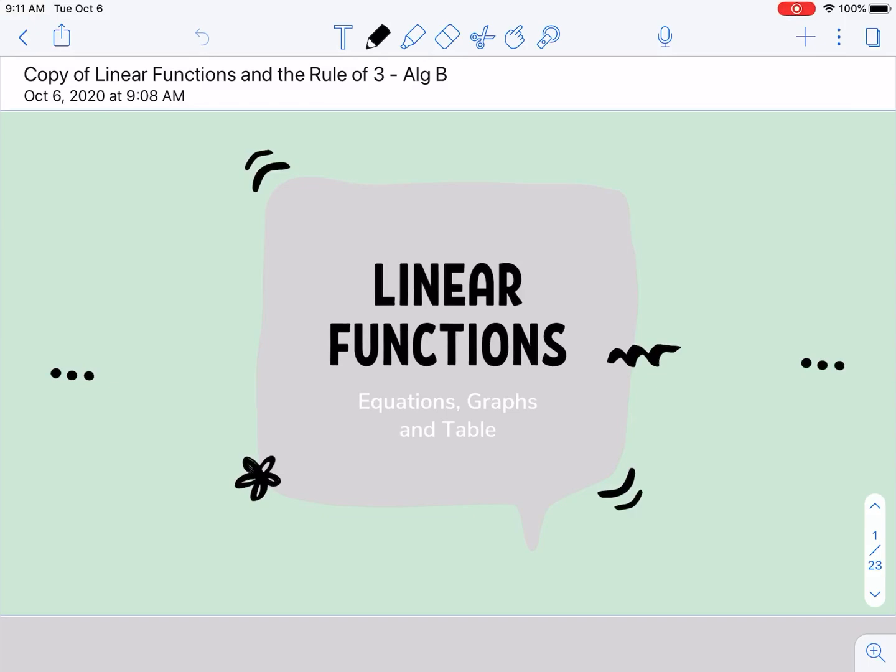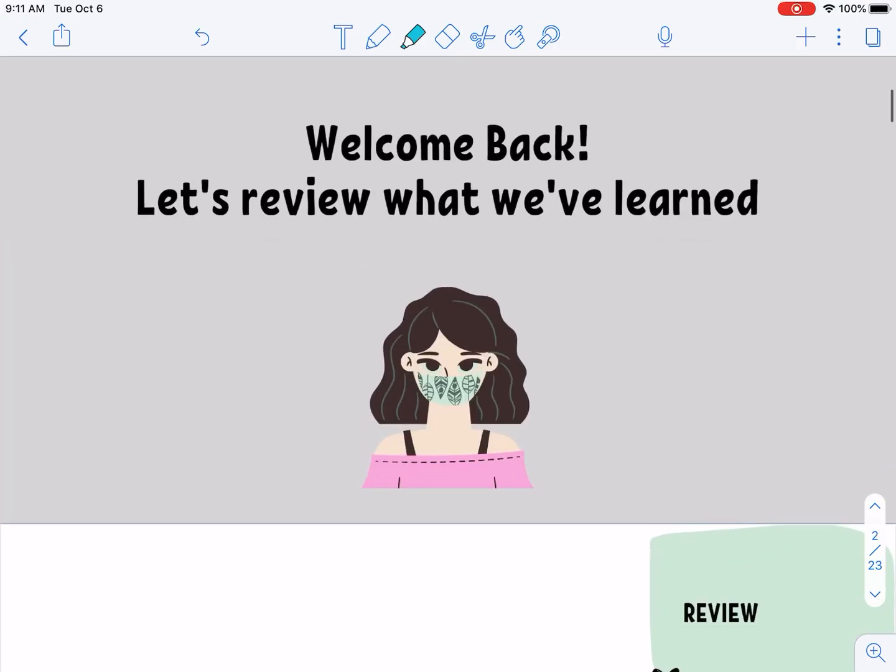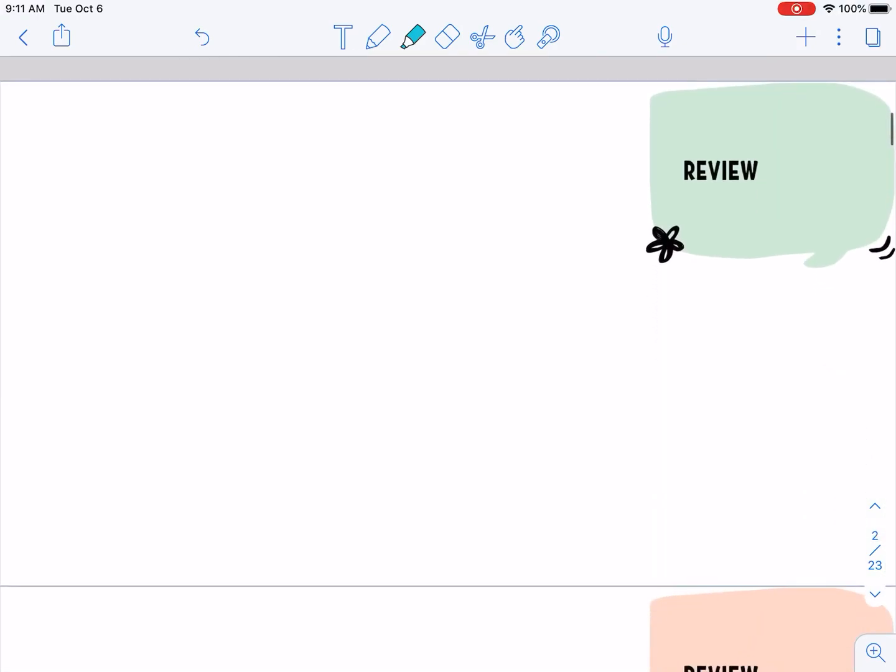Hello, Algebra. Today we're going to talk about linear functions, and we're going to be looking specifically at equations, graphs, and tables. So let's first start with what we know. We could say previously in math class, we are talking about, and you are, of course, writing this down, we are talking about linear functions.